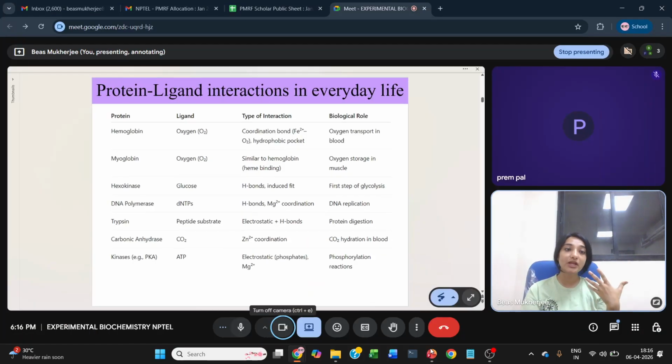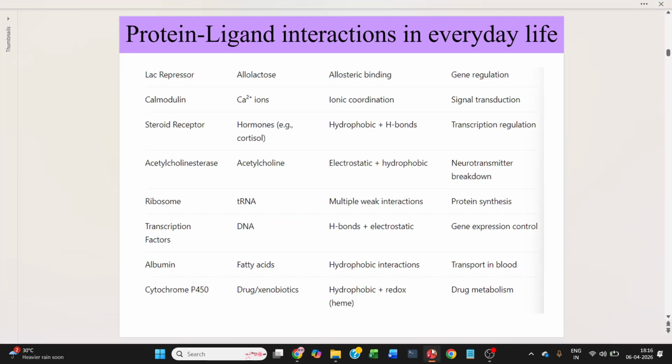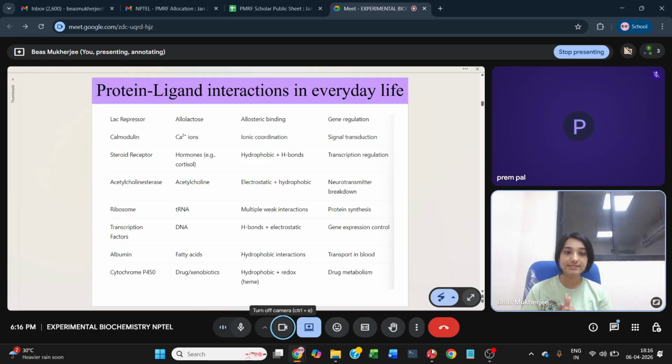Some of the natural protein ligand interactions, as you know, are the hemoglobin and oxygen interaction, and the interaction between an enzyme and a substrate. There can be interaction between DNA polymerase and dNTPs, which is involved in DNA replication. Any kind of interaction between two or more entities can be considered a protein ligand interaction if one of them is a protein. Other examples are ribosome and tRNA interaction, which is important for protein synthesis, and transcription factor and DNA interaction.